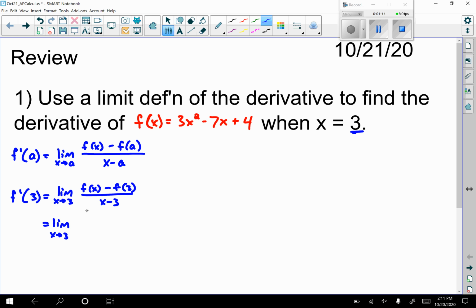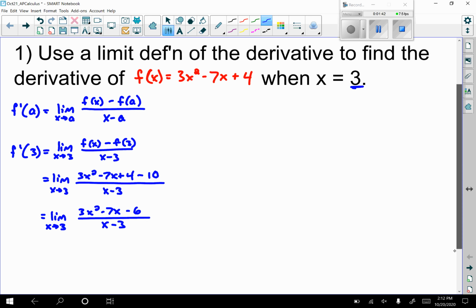So now f of x was 3x squared minus 7x plus 4. F of 3 will give us 27 minus 21, which is 6. 6 plus 4 will give us a 10. And remember, if it was a negative 10, we'd have minus a negative 10, which would turn into a plus 10. And then over x minus 3, combining our constants up above, we have 3x squared minus 7x minus 6 over x minus 3.